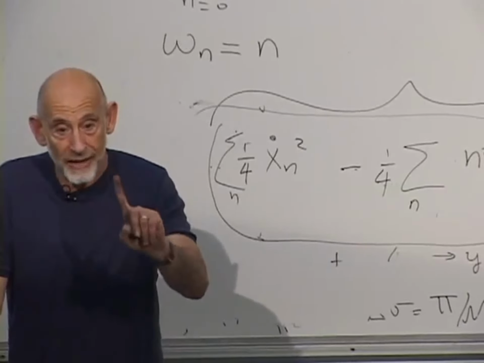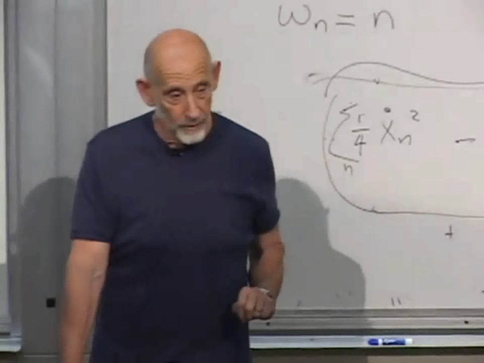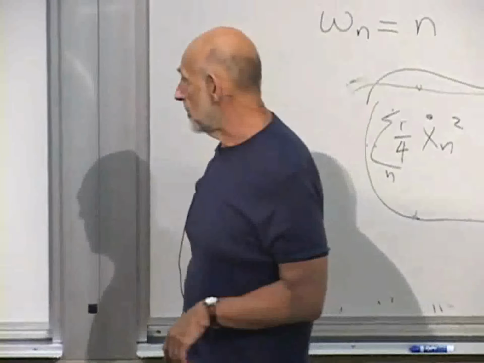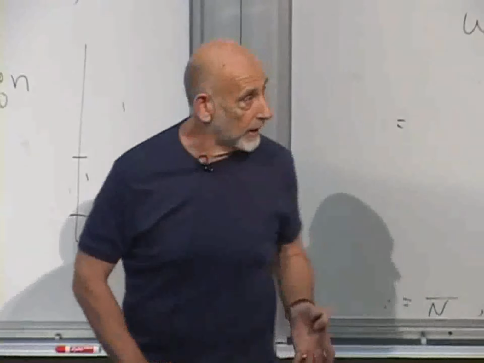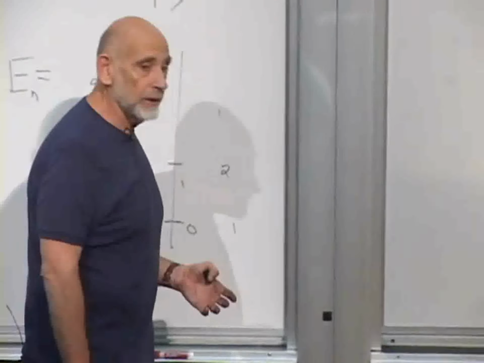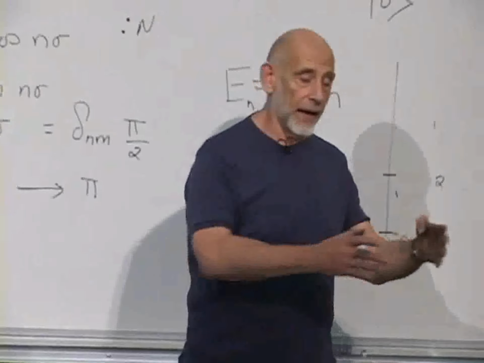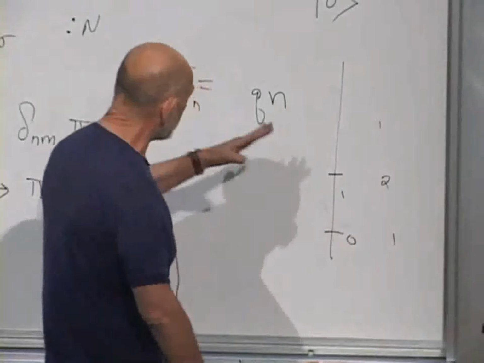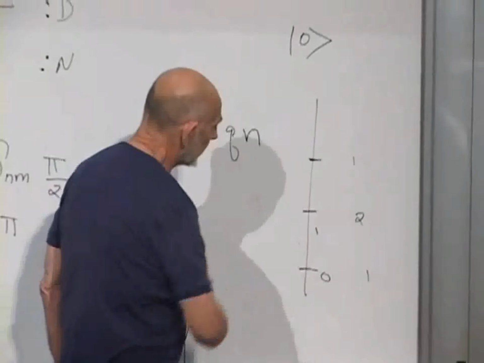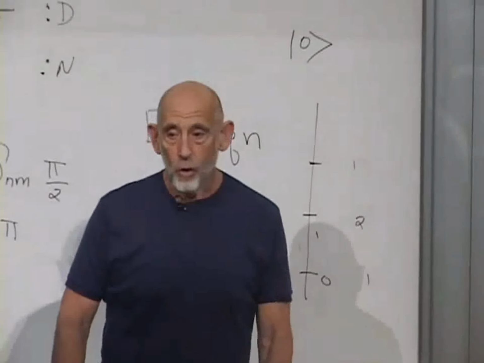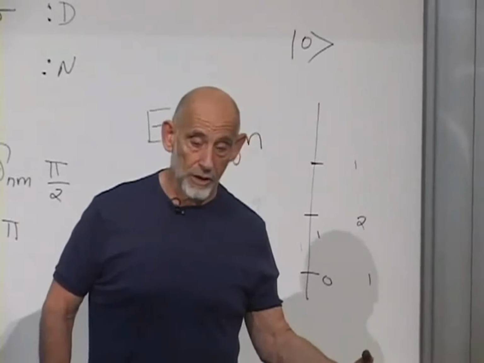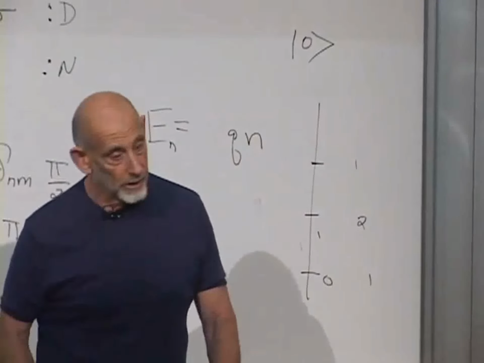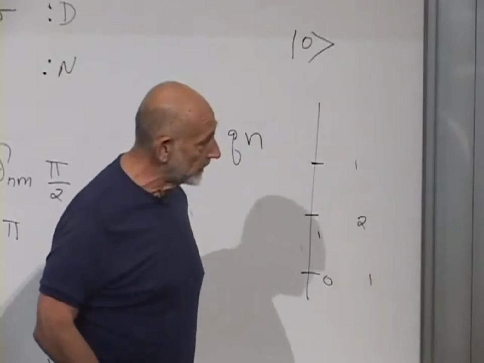You can excite the second oscillator. We'll work this out more carefully next time when we introduce creation and annihilation operators. But you can excite either the x or the y, the lowest oscillator once. That will give you 2 units of energy up here. Or you can excite the x lowest oscillator once and the y lowest oscillator once. That will also give you 2 units of energy.